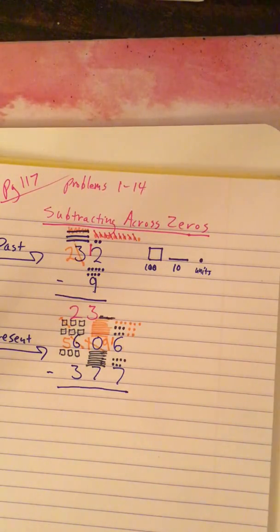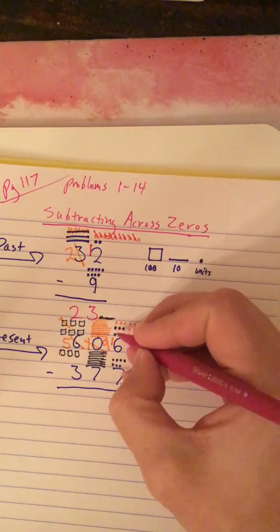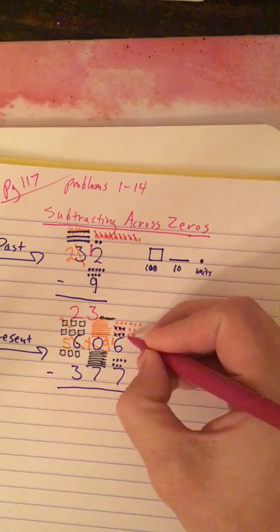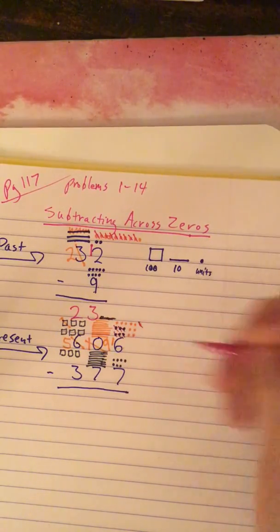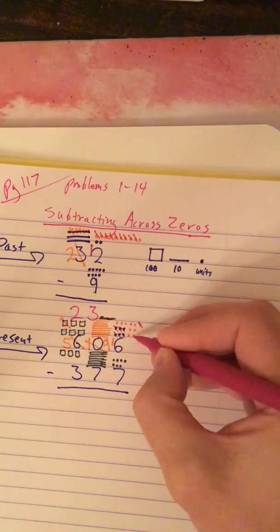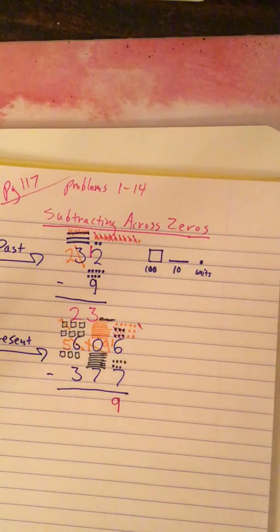So 16 take away 7. Well, let's physically show that. Let's take away 7. Let's take these out. There's 6. I know that's 6, right? And then I can take out a 7th. How many do I have left? I got 1, 2, 3, 4, 5, 6, 7, 8, 9. I have 9 left.